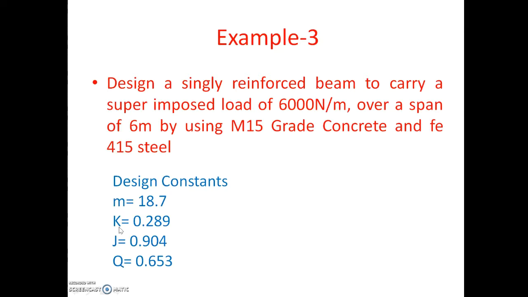Then find out the k value. k is equal to m sigma cbc by (m sigma cbc + sigma st). In this case, we have to substitute the m value, sigma cbc value and sigma st value. We will get k is equal to 0.289 and j is equal to 1 minus k by 3, that is 0.904. Then Q is equal to half into sigma cbc into k into j. This is the bending moment coefficient, that is Q is equal to 0.653.